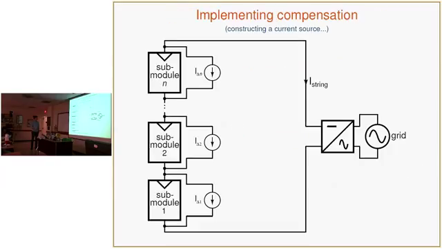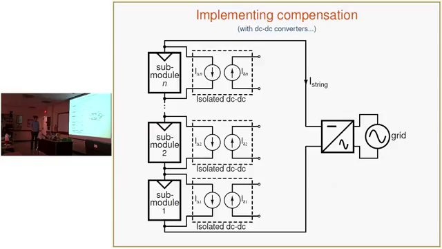So how do we construct these current sources? The way you go about doing that is just by using a DC to DC converter, because a DC to DC converter can regulate current, right, for some voltage range. So that's characteristic of a current source, right? But you have these open secondary ports, and that means that you can't have power flow between submodules.